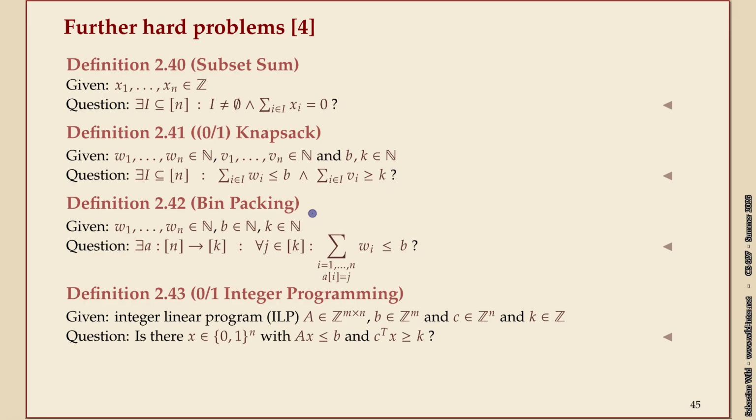Bin packing is also given items, but here we only have weights and some capacity for bins, and we're trying to put the items into as few bins as possible. So here the way I formalized it is you assign the elements to 1 out of k bins, and then in each bin you have to sum to at most the capacity. For most of these problems, there's an optimization version and the decision version. We'll come back to that.